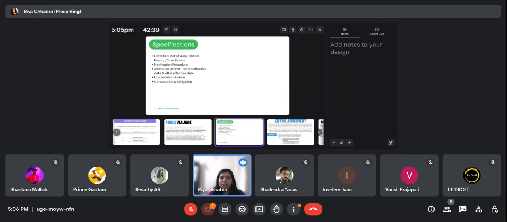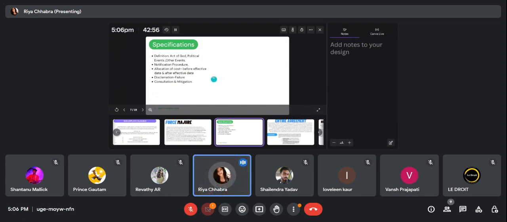Another point will be disclaimer. That will again cover what damages will be payable in case a party fails to take reasonable actions. I'll show you one example of this as well. The last point is consultation and mitigation, how the parties are going to handle the situation and mitigate their losses. So I'll be sharing another example of this.